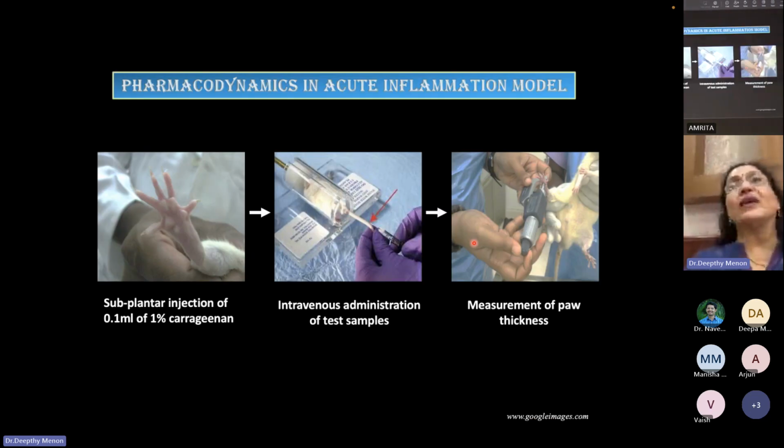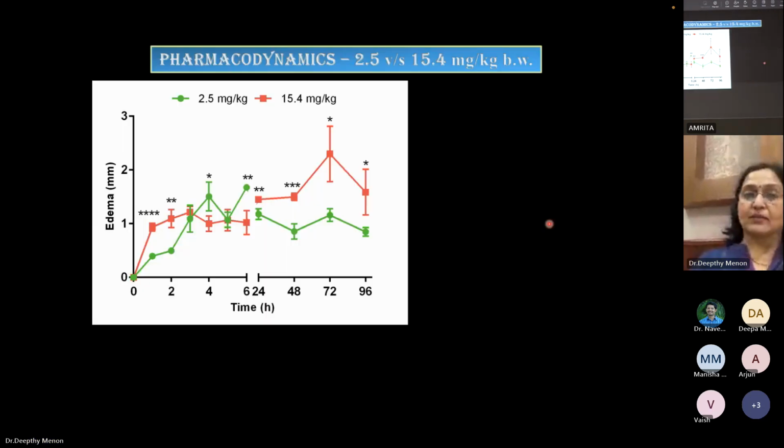To answer this, we did pharmacodynamics, which means efficacy. What did we do? We induced inflammation in the animal. By giving a subplantar injection of carrageenan, which induces inflammation, we intravenously injected the test sample and measured the paw thickness. Now, look at that. Pharmacodynamics, 2.5 versus 15.4. Up to 96 hours, we checked edema. Edema is the swelling. How efficiently could the drug reduce the edema?